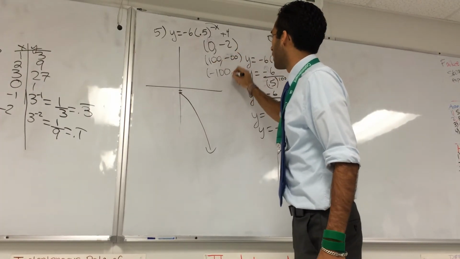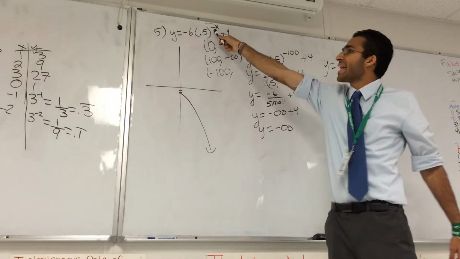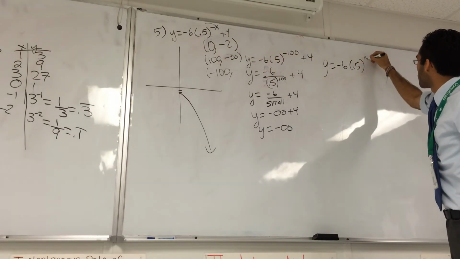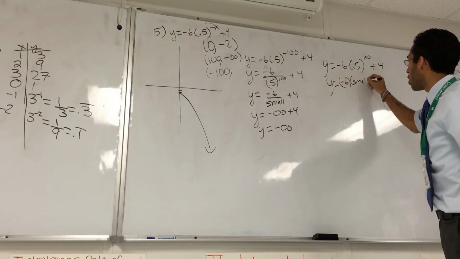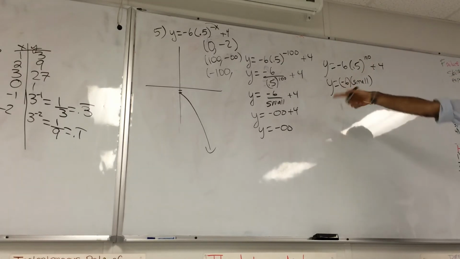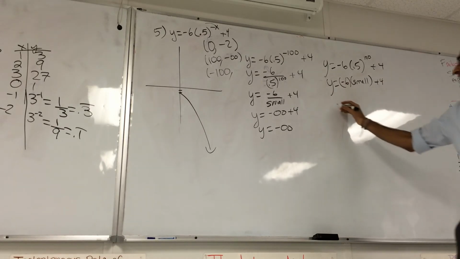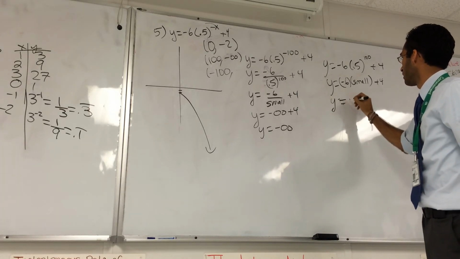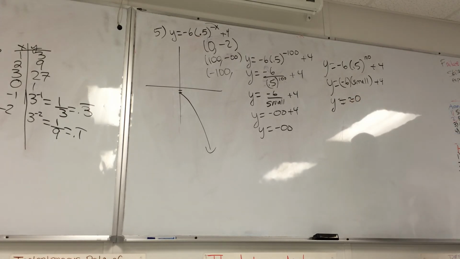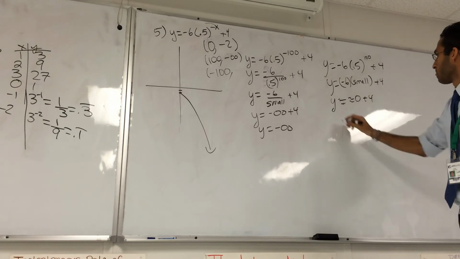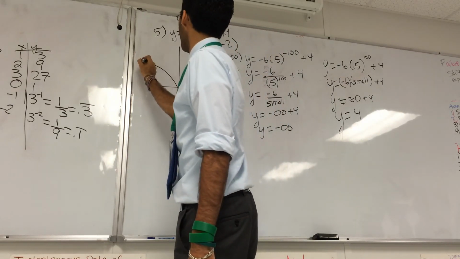What if I plug in negative 100? Y equals negative 6 times 0.5 to negative 100, which is positive 100, plus 4. Y equals negative 6 times a small number. 0.5 to 100 is super small. Plus 4. Negative 6 times a super small number is basically about 0. This sign means about. Plus 4. So y basically equals 4. So when x is negative 100, y is 4.